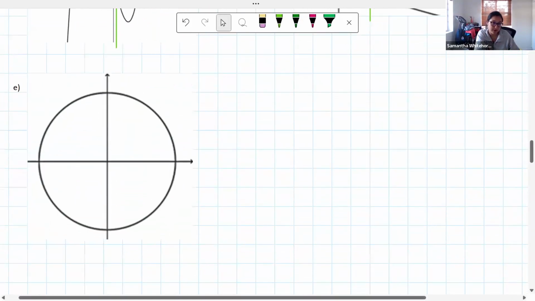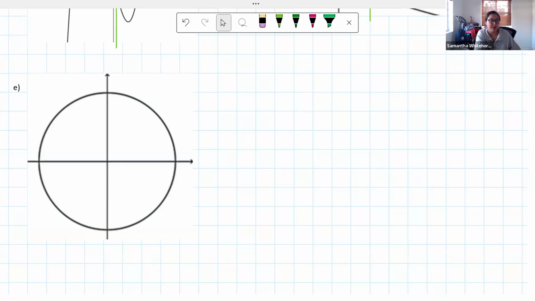Right, we have also done an example with the circle, but let's see if we remember. Quickly decide for me, is it a function or relation? And if it is a function, what type of function is it?